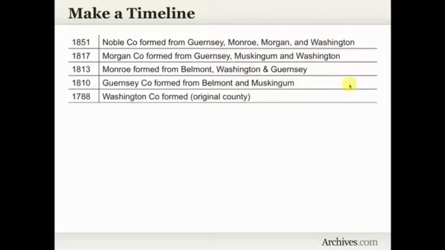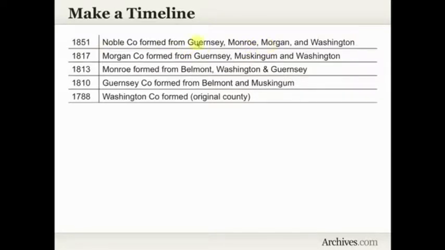I am a huge fan of timelines. Timelines are great resources to help us sort out all of the information that we have found about our ancestors. And timelines are also really great when you have a situation like this where you're dealing with a county where parts of it have been split off, where a new county has been formed, and putting a timeline of sort of this county's genealogy can help you narrow down where you might find some records. So that's what I did here, was actually make a timeline for Noble County. So I just listed that in 1851 it was formed from Guernsey, Monroe, Morgan, and Washington.